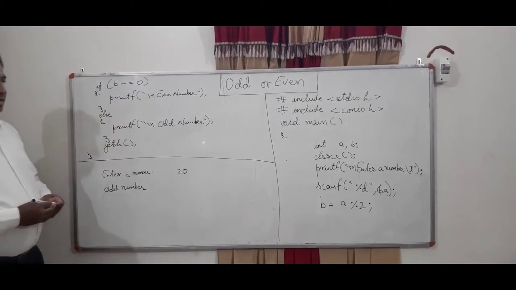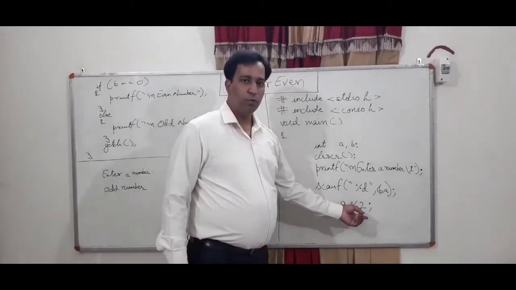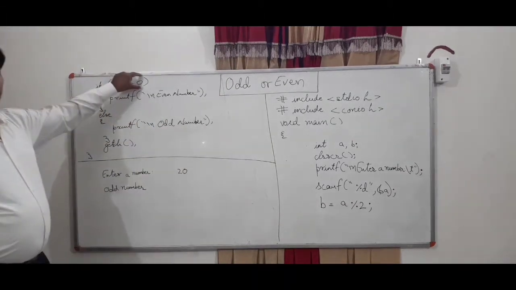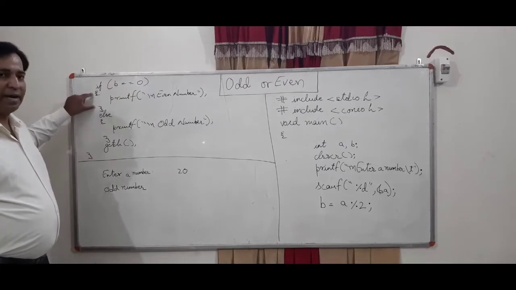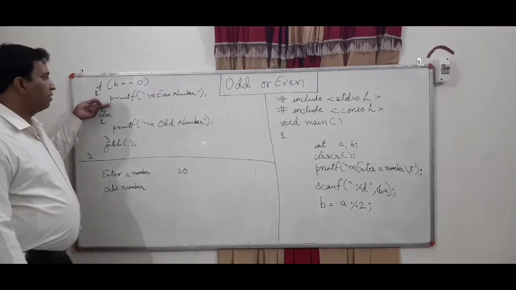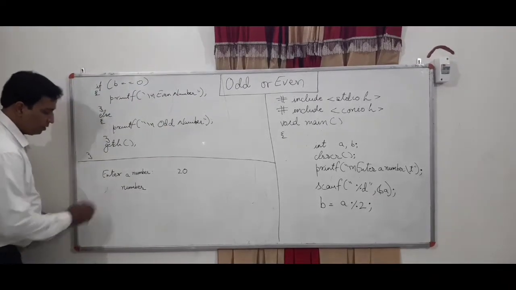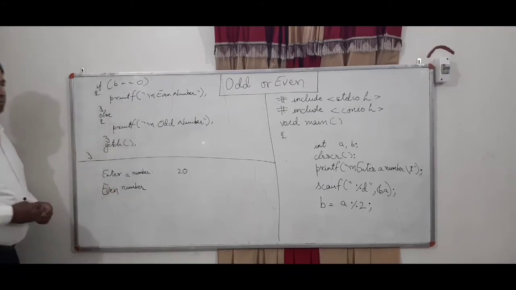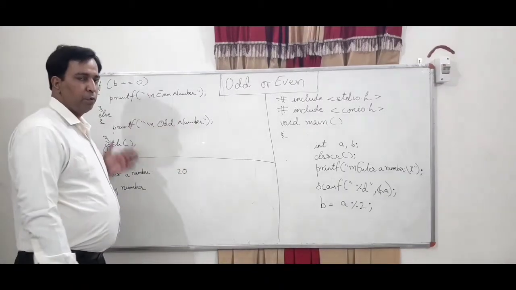If suppose the user gives 20, right? In that case, A is holding 20, 20 is divided by 2, the remainder is 0, 0 equal to 0. This statement is true now. In that case, the if part will be executed, and in the if part we have given printf even number. So your answer will be even number, right? I hope you have understood this program.